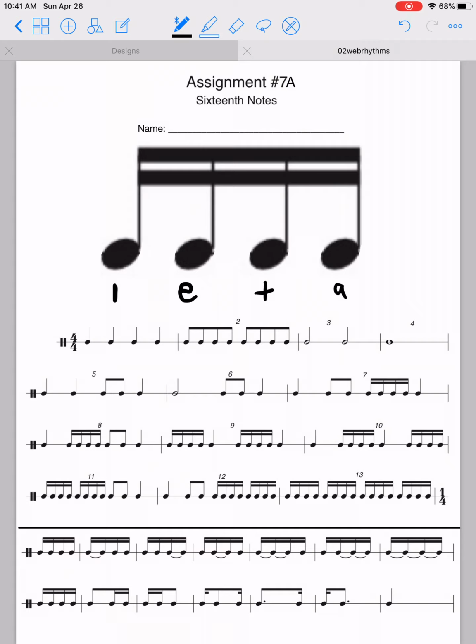This is going to be a tutorial on 16th notes. This is assignment 7A. Your only job is to watch and follow along as I teach you about the inner workings of 16th notes. First, put your name here.